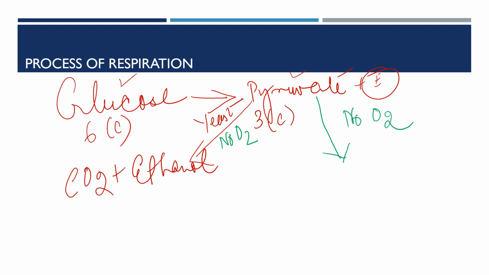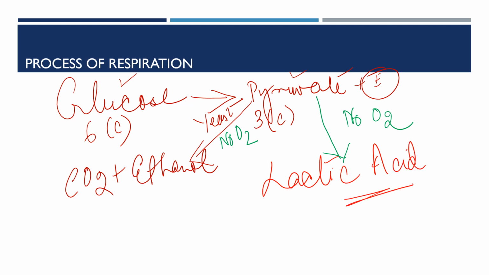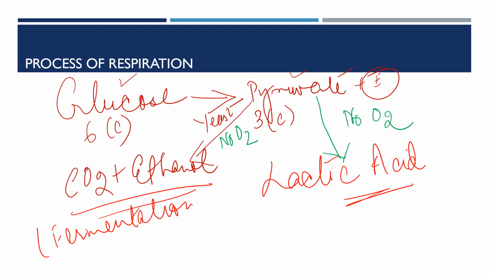Now the end product there is lactic acid. So in human beings, the end product is lactic acid. This process is called fermentation, and with the help of this process only, the alcohol making industries are producing alcohol.